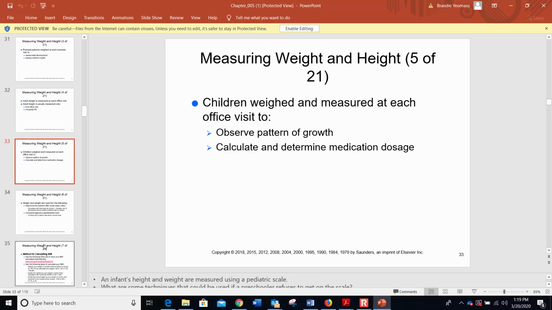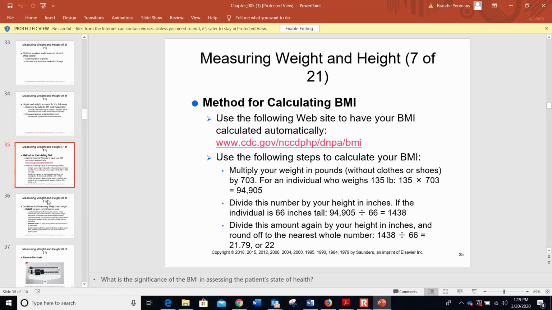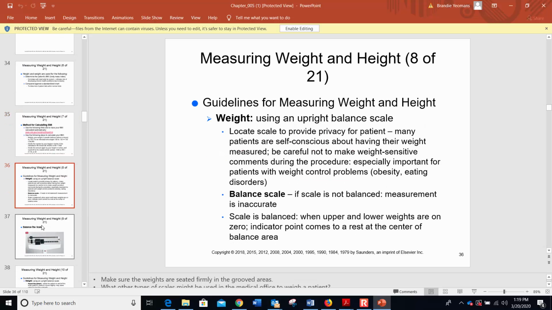Okay, so let's look at body mass index, and here we go, measuring height and weight. We're going to balance our scale before we use our scale at any time.